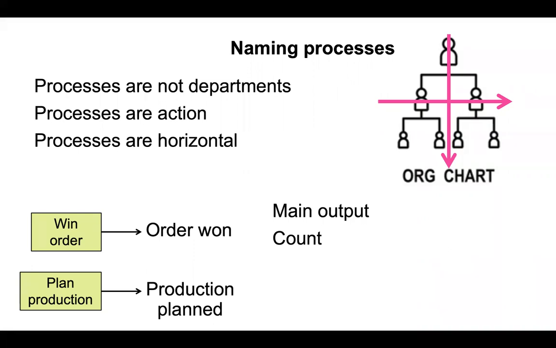Okay, and also I like to use the name of the processes in the singular, because I hope this makes people concentrate, makes people focus on what we are doing. So "fulfill order": think about that particular order that you are processing. "Plan production": think about that particular week or month that you are planning.